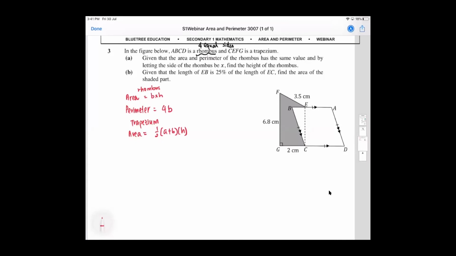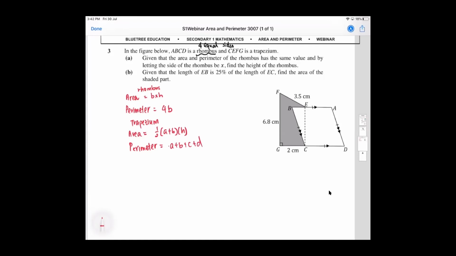Okay, all right. So to find the perimeter of the trapezium, you just take the sum of the four sides. So you add all the four sides: A plus B plus C plus D. All four sides. All right. So with that, we are going to answer these questions.